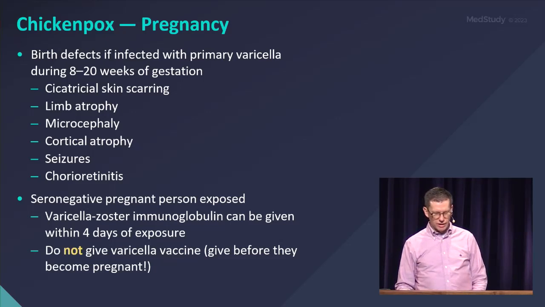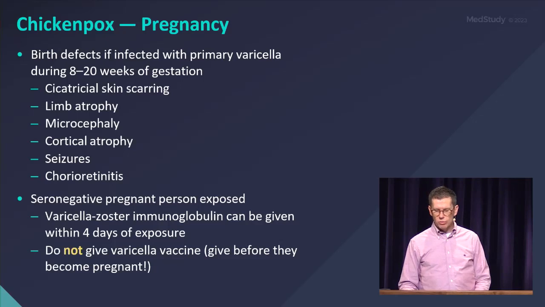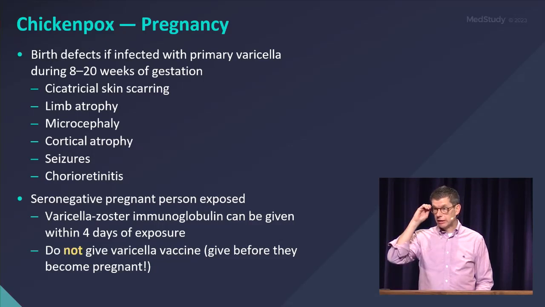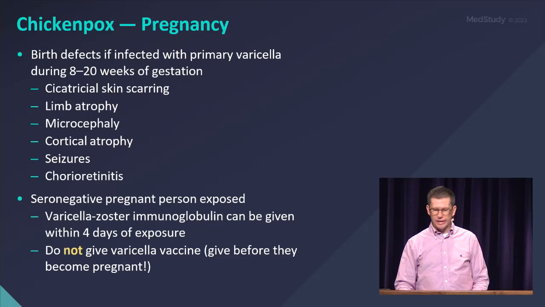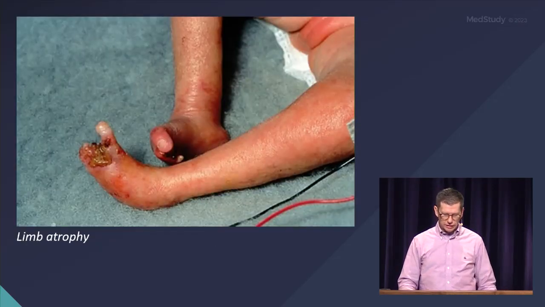When you have a seronegative pregnant person who is exposed to varicella, you want to make sure you give the Varizig, varicella immune globulin, within 4 days of exposure, but we do not give a varicella vaccine because it is a live virus. The ideal time to give that is before they become pregnant. So this is limb atrophy seen in a newborn who had in utero infection.